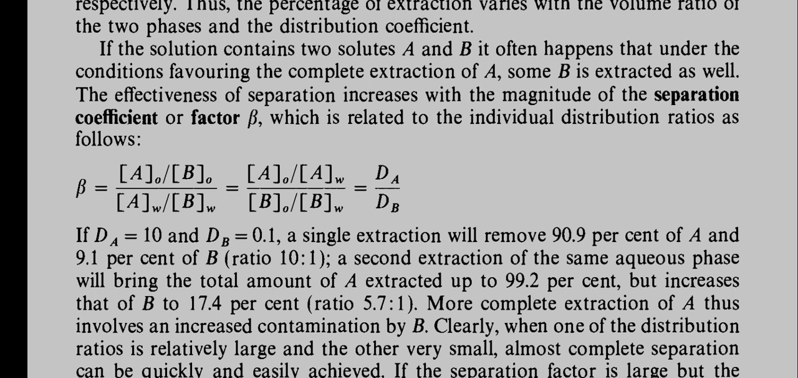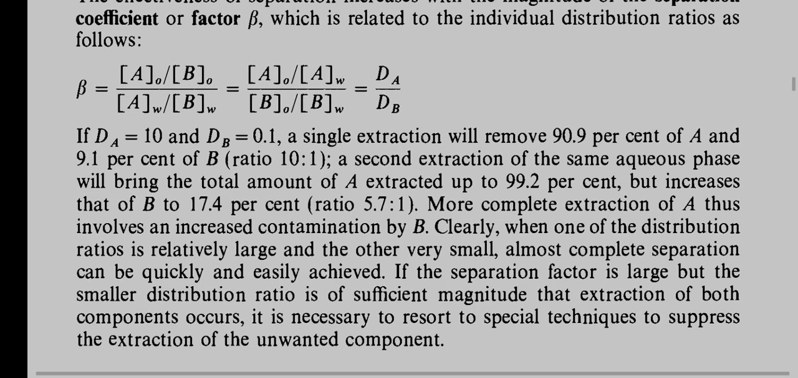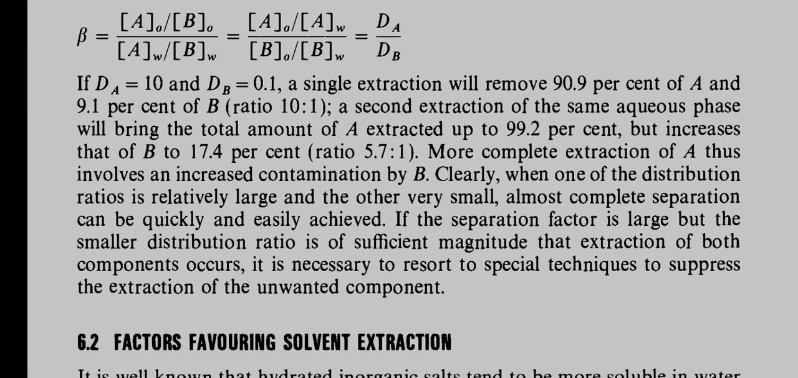If dA equal to 10 and dB equal to 0.1, a single extraction will remove 90.9% of A and 9.1% of B, ratio 10:1. A second extraction of the same aqueous phase will bring the total amount of A extracted up to 99.2% but increases that of B to 17.4%, ratio 5.7 to 1. More complete extraction of A thus involves an increased contamination by B.